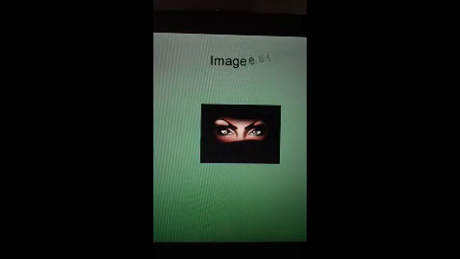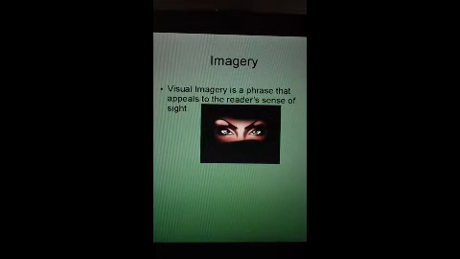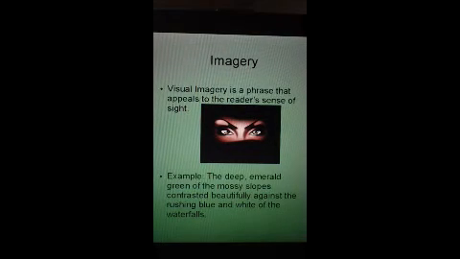And finally, visual imagery is a phrase that appeals to the reader's sense of sight. The example, the deep emerald green of the mossy slopes contrasted beautifully against the rushing blue and white of the waterfalls.